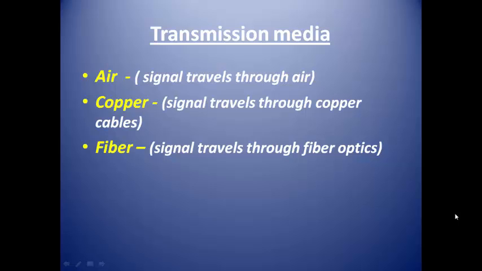There are three types of transmission media. Air: signal travels through air. Copper: signal travels through copper cables. Fiber: signal travels through fiber optics. In our next lecture, we will discuss problems in these three types of media.